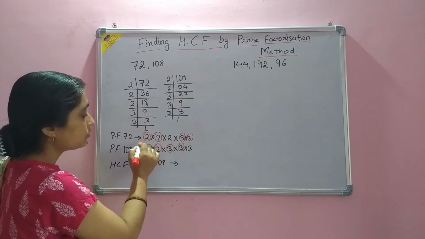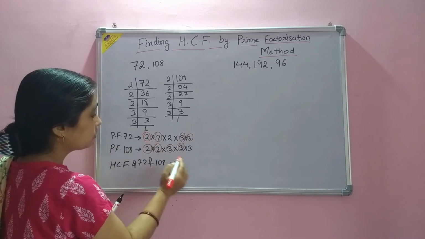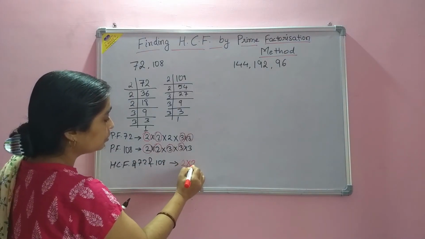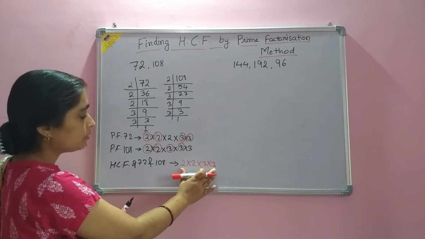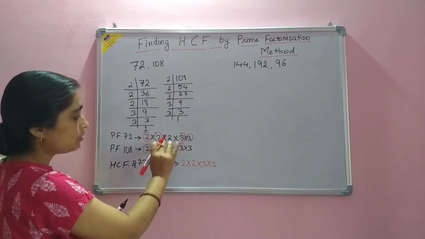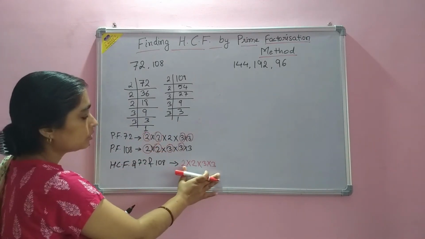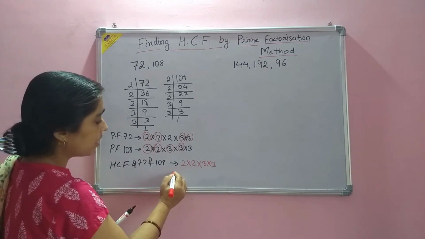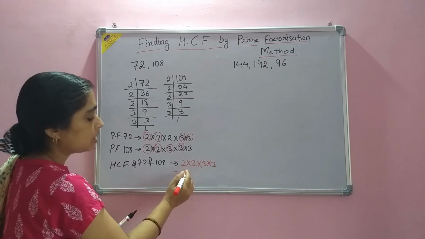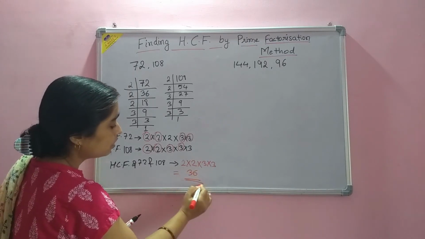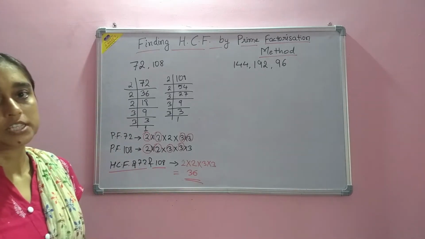The common numbers we will write. Don't write them 2 times. Write them only 1 time. The common numbers are 2 into 2 into 3 into 3. These are the common prime numbers, 2 times 2 and 3 times 3, in both the numbers. So this is our answer. Now find out how much it is. 2 2s are 4, 3 3s are 9, 9 4s are 36. So our HCF for 72 and 108 is 36.